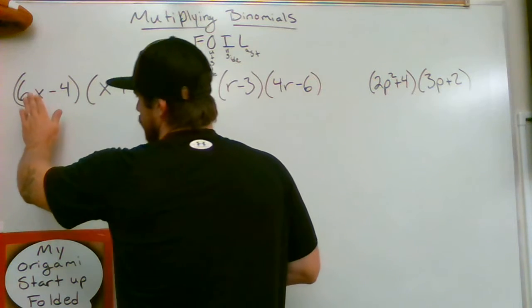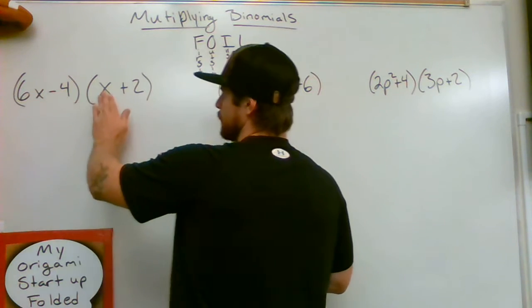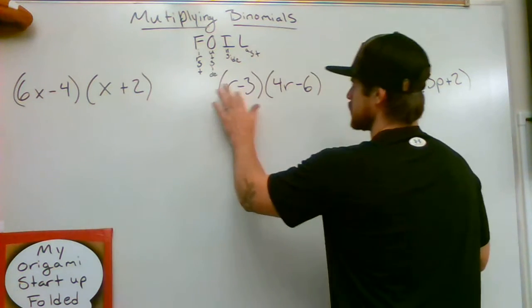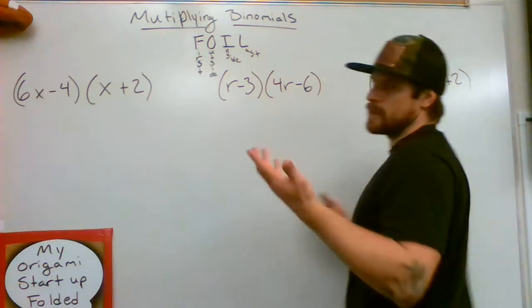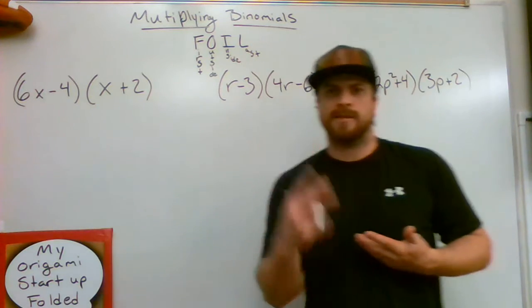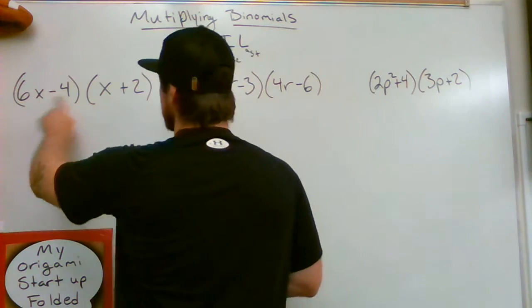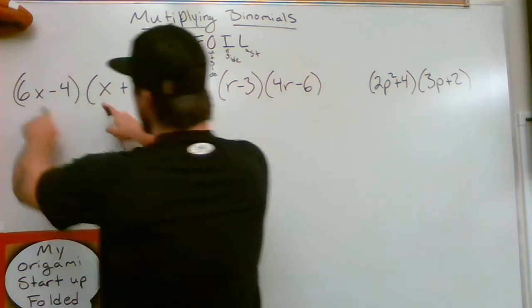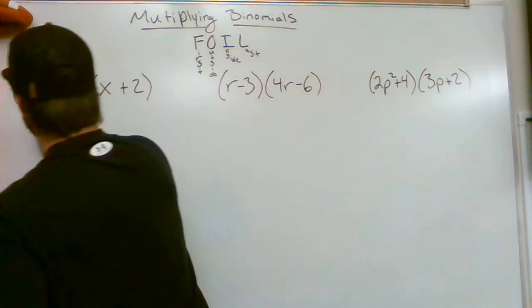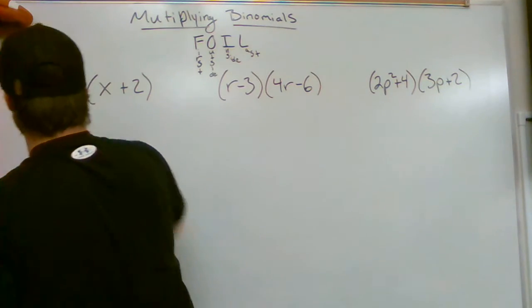Why is it the first? Well, that would be the first. That would be the second. First, second. They're binomials, so there's really only two options. Okay, so my first is 6x times x. I'm going to multiply those together, and I'm going to get 6x squared.